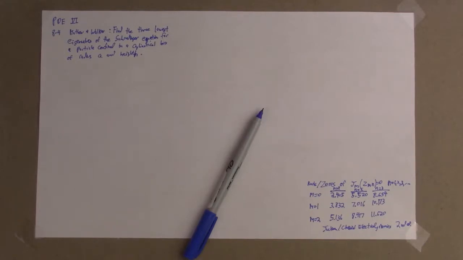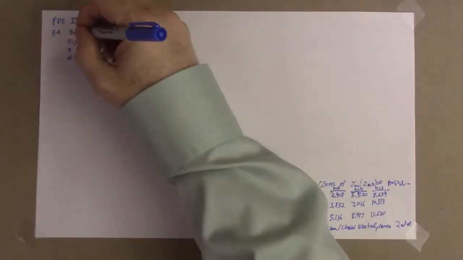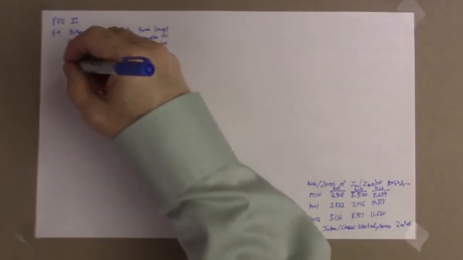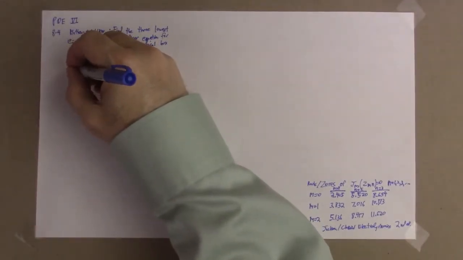Today I'd like to do problem 8.4 from Mathews and Walker. The problem reads: find the three lowest eigenstates of the Schrödinger equation for a particle confined in a cylindrical box of radius a and height h. And the Schrödinger equation in that case is minus h bar squared over 2m.